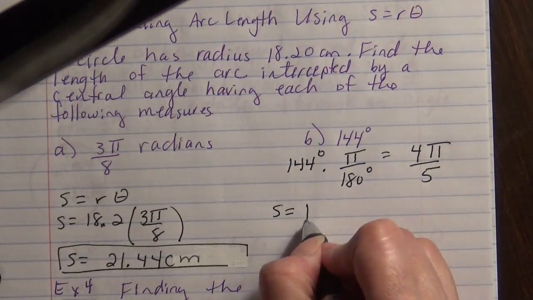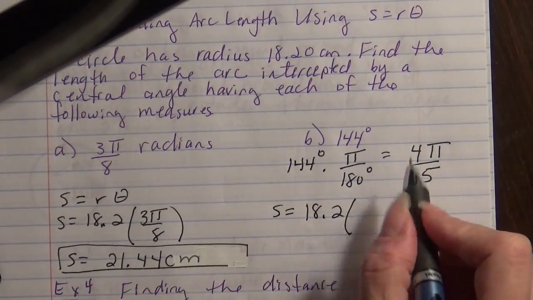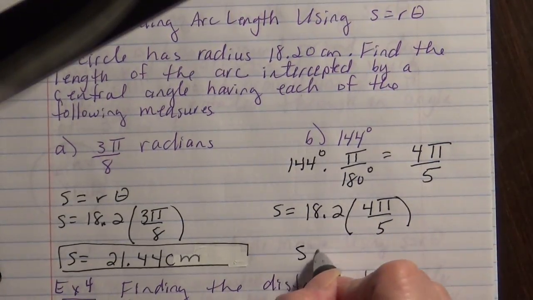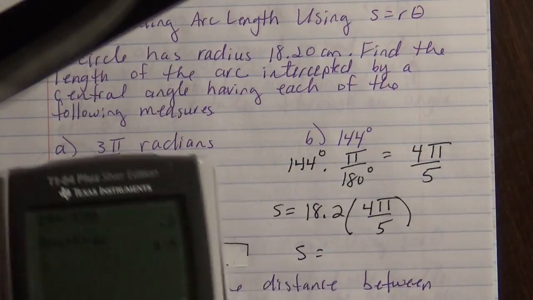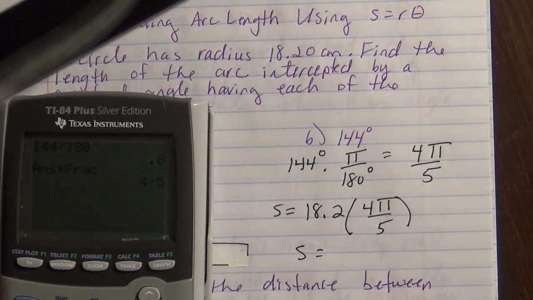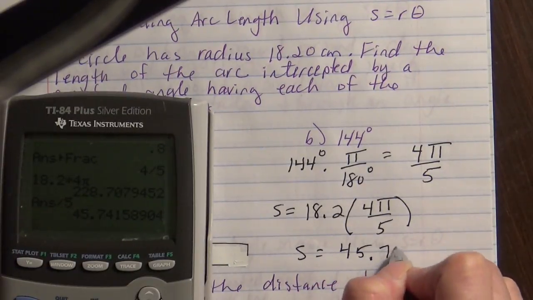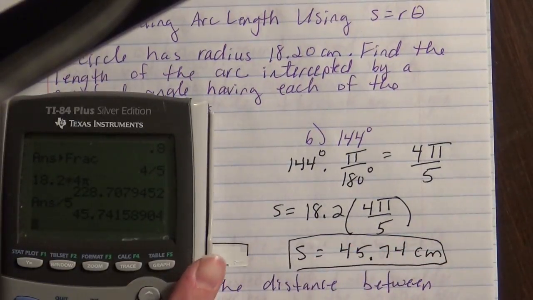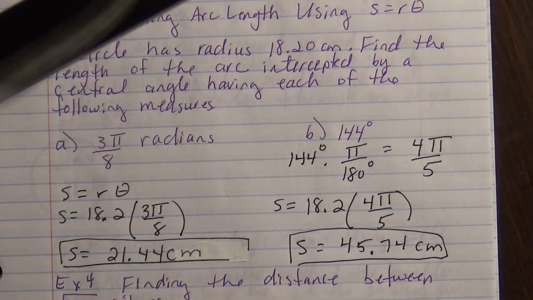S equals my radius 18.2 times my angle theta 4 pi over 5. So S equals, and then I'll multiply this. Now that I've got a decimal, I'm going to leave my answer as a decimal. So 18.2 times 4 times pi, and then enter and divide all that by 5. I get 45.74, and this was in centimeters. Okay, so that's how the arc length formula works.